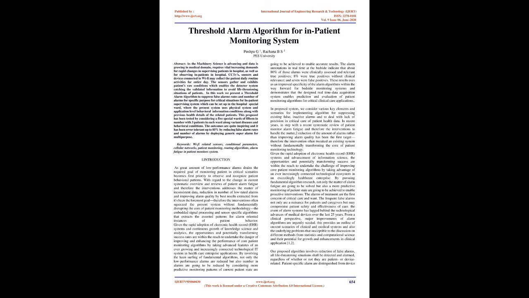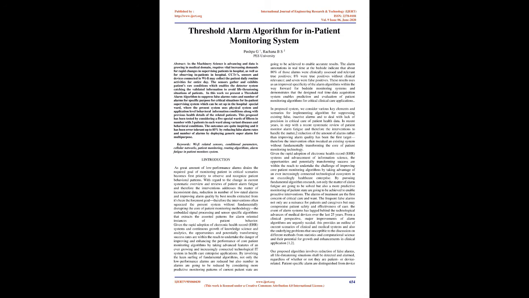The outcomes are quite inspiring, and the system has been error tolerant up to 85% by reducing false alarm rates and the number of alarms by deploying a generic super alarm for multiple purposes. Keywords: Wi-Fi related sensors, conditional parameters, cellular networks, patient monitoring, routing algorithms, alarm fatigue in patient monitor systems.